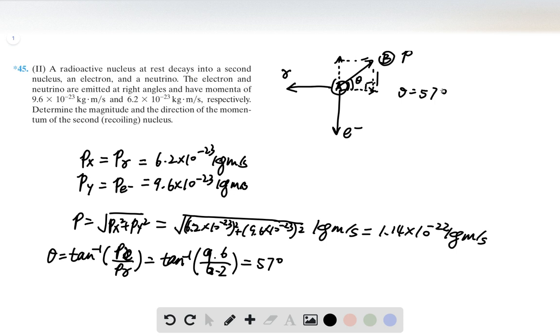A better way to describe it would be that the momentum of the second nucleus has a magnitude of 1.1 times 10 to the negative 22 kilogram meters per second. It has an angle of 147 degrees from the electron's momentum, or we can say it has an angle of 123 degrees from the neutrino's momentum. So that is a good way to describe both the magnitude and the direction of this nucleus.